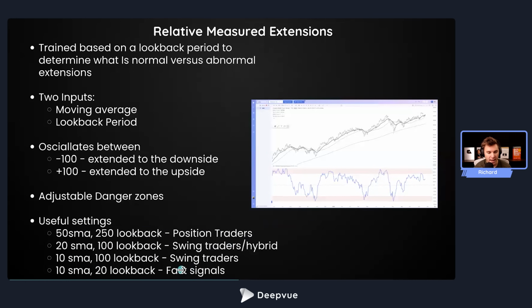And then for very fast traders and more aggressive swing traders, I might even recommend a 10-day moving average and then a 20-day look back. This will give you much more sensitive readings about oscillations above and below. So it will point out much more local extensions above and below a moving average. So this will be really good for fast signals and for fast traders. And we'll go through a few examples here.